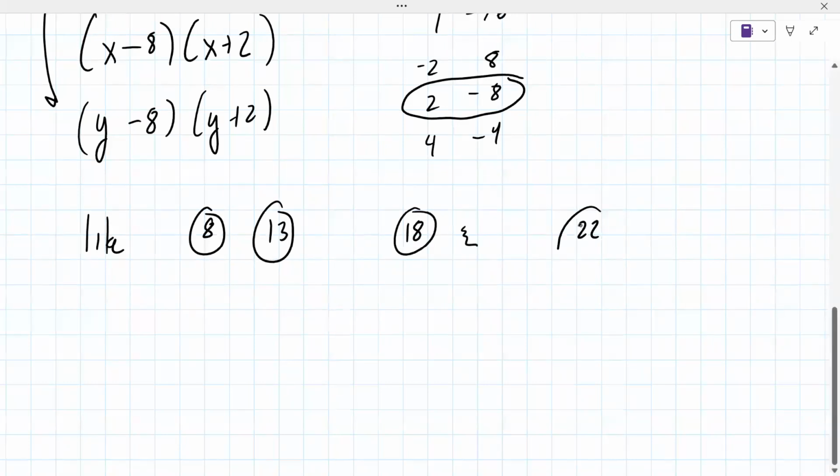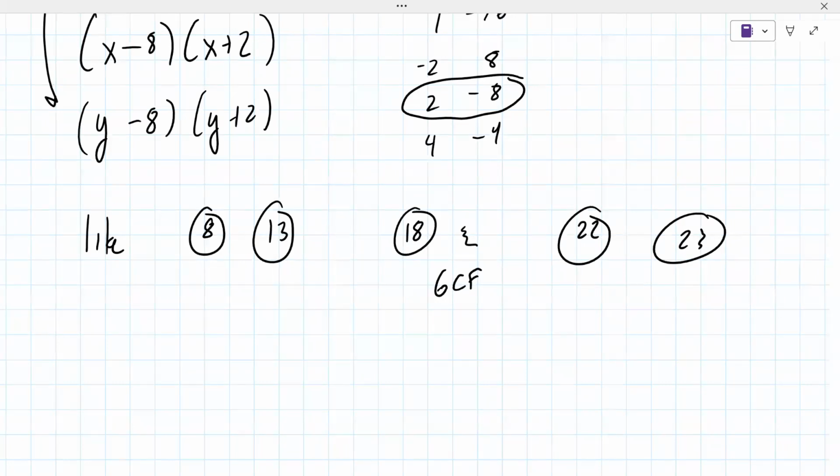The problem with the way they're presenting this 18 is that it's got a GCF of six, and that's why it's different. 22 and then 23 are like these. And identification is really important here.